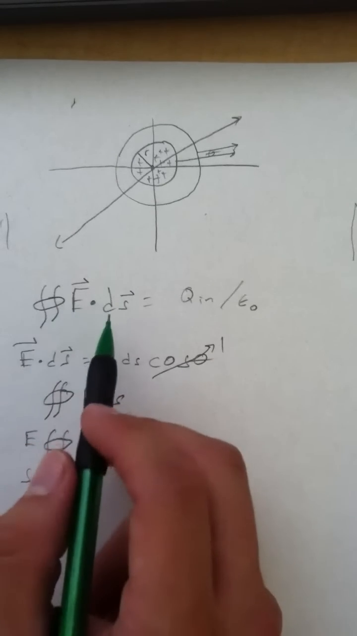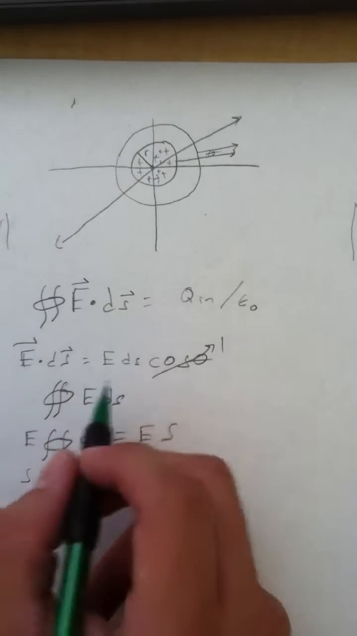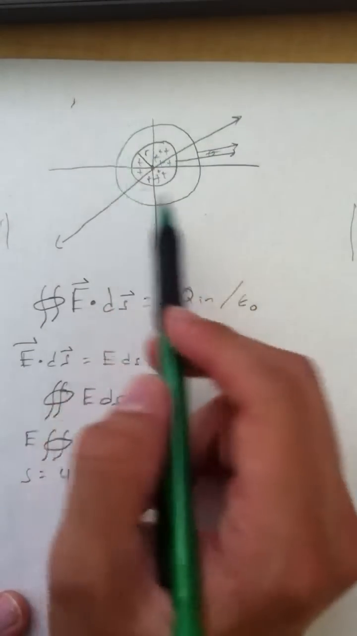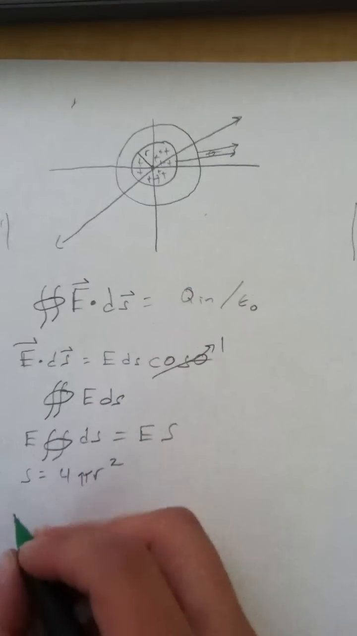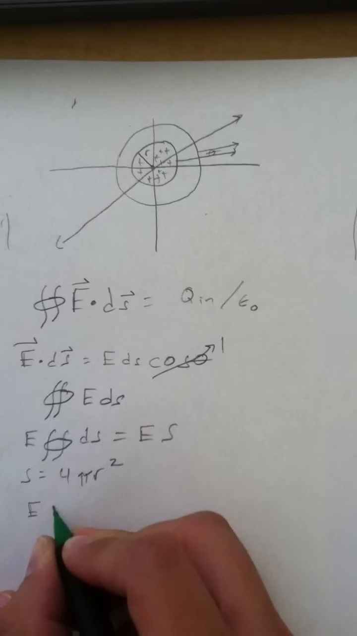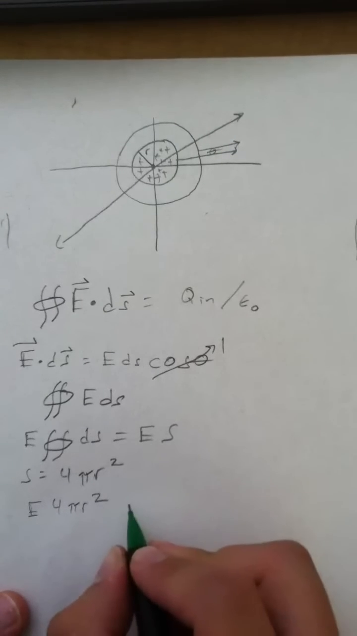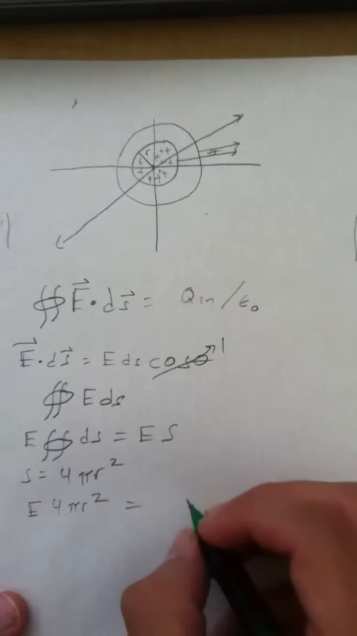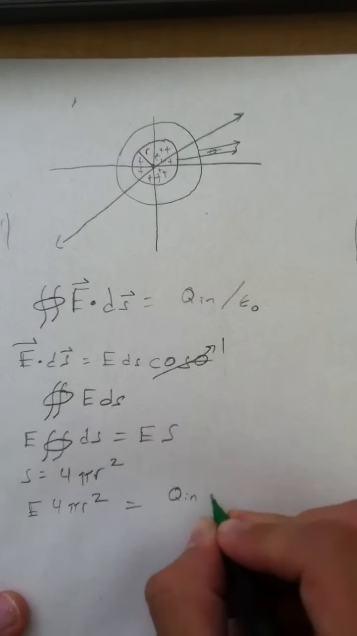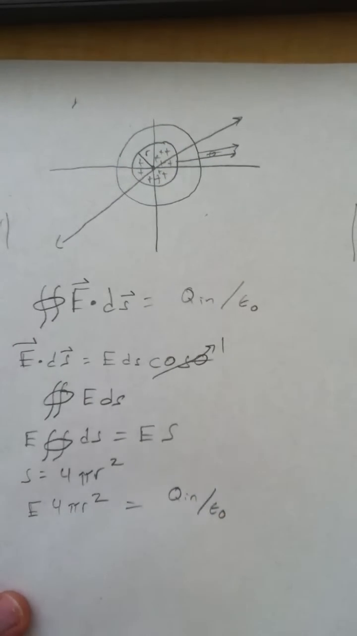We just solved this surface integral right here, taking advantage of this Gaussian surface. So we have E times 4 pi r squared equals Q enclosed over epsilon naught.